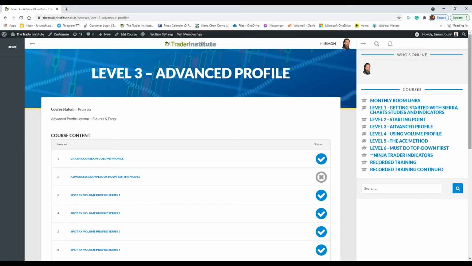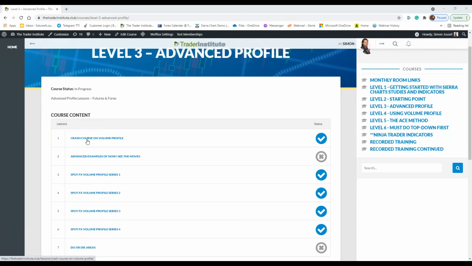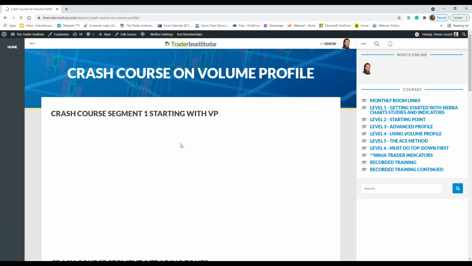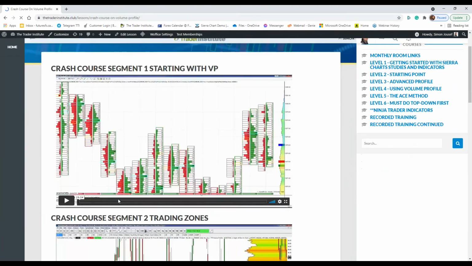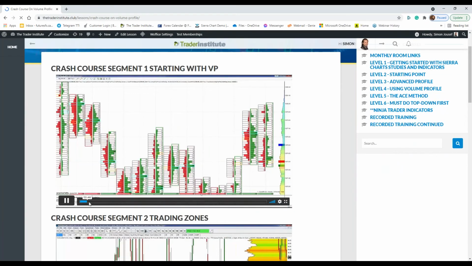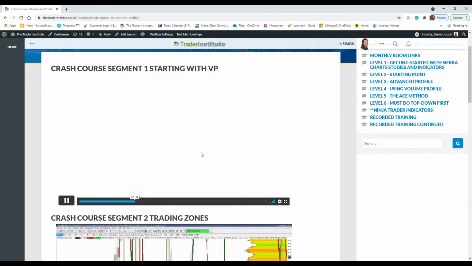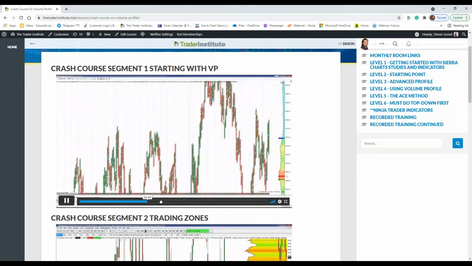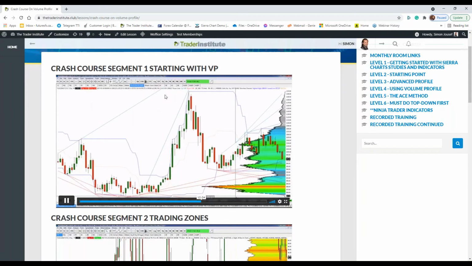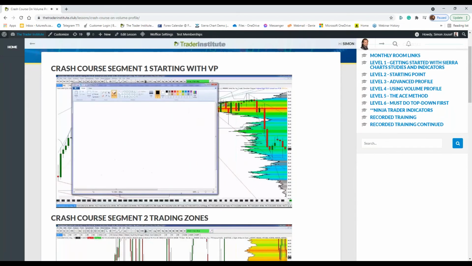I hope you folks are paying attention because I will start giving you some pointers, okay? So you see crash course on volume profile. You click on it, you watch it, and you move on. Very organized members area, and it's right here. Volume profile, etc. It tells you how it started and what we do. Everything is there.